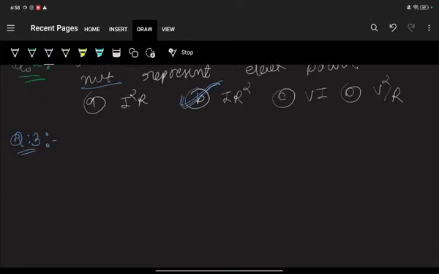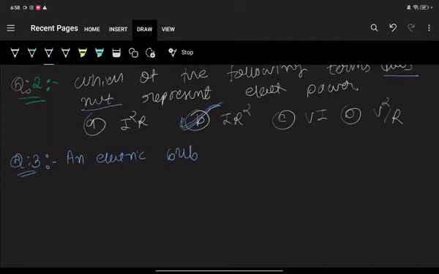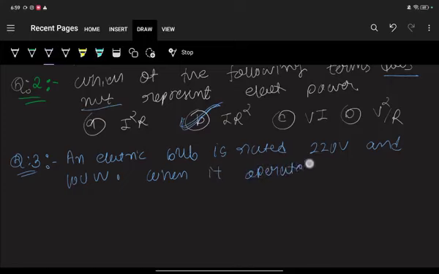Question number 3. An electric bulb. Write all this question down with me. I'll give you the time after the completion of this series. An electric bulb is rated 220 volt and 100 watt. When it is operated on 110 volt, the power consumed will be.